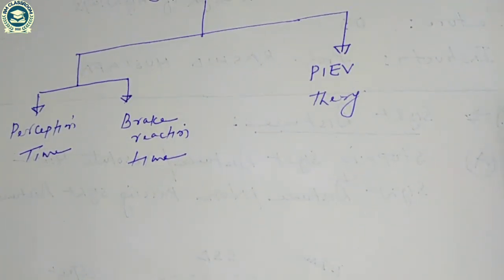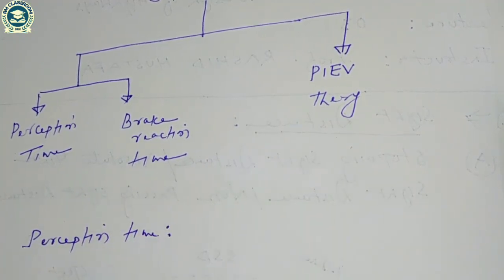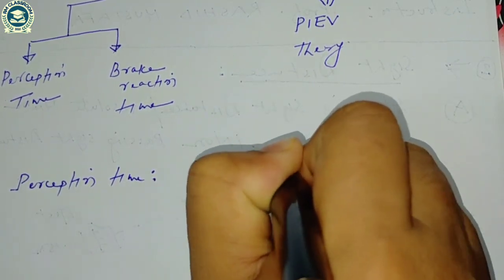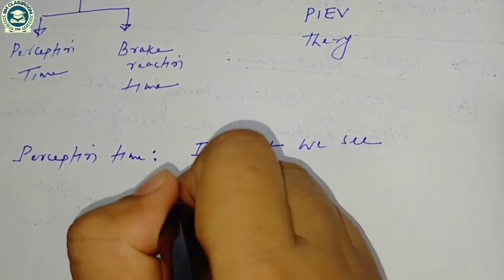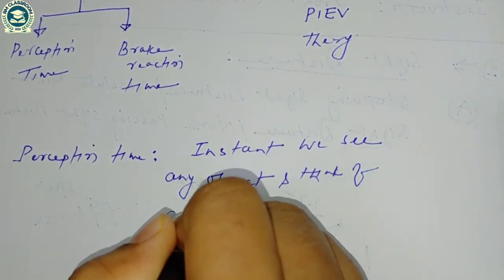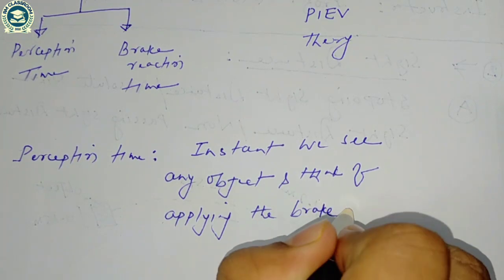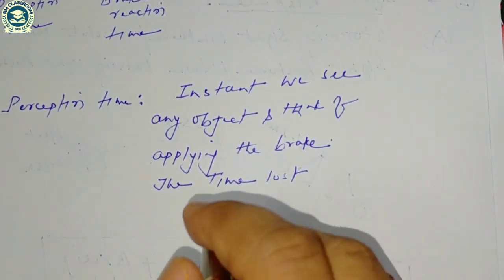Perception time: the instant we see any object and think of applying the brake, the time lost is perception time. So perception time is defined as the instant we see any object and think of applying the brake; the time lost is perception time.